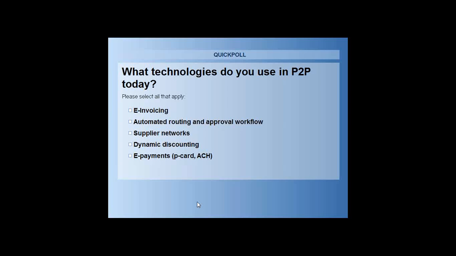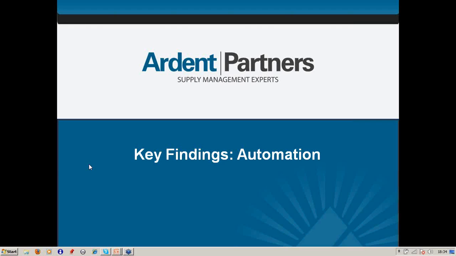So just to go through them very quickly again: e-invoicing, automated routing and approval workflow, supplier networks and portals, dynamic discounting functionality, or e-payments such as P-card, ACH. Closing the poll in 3, 2, 1. Let's have a look at the results there. 74% of you responded, so thank you very much.